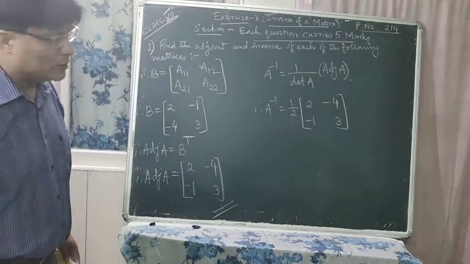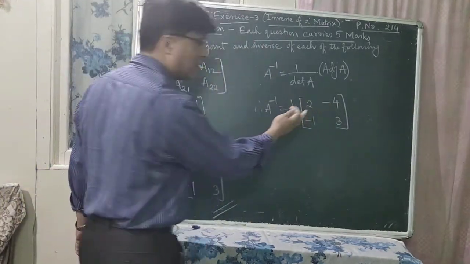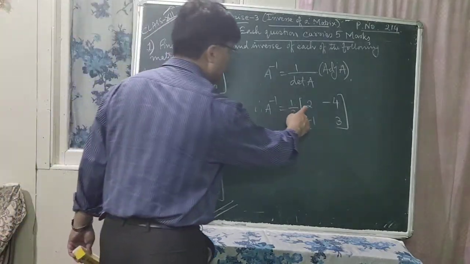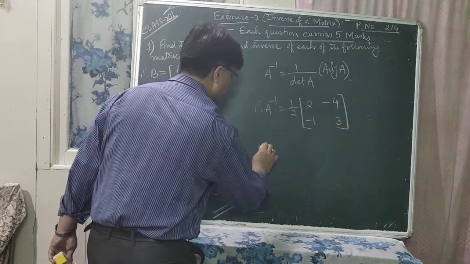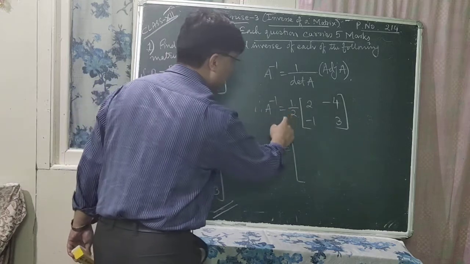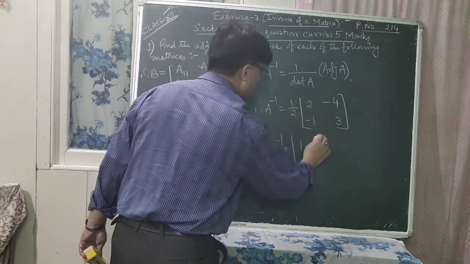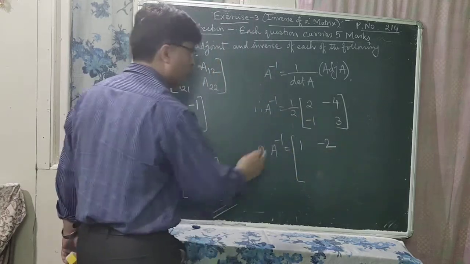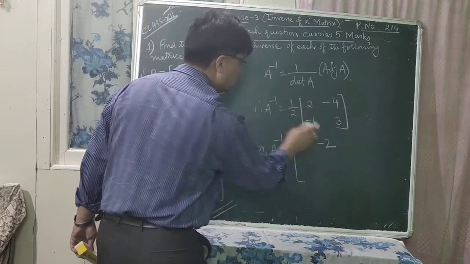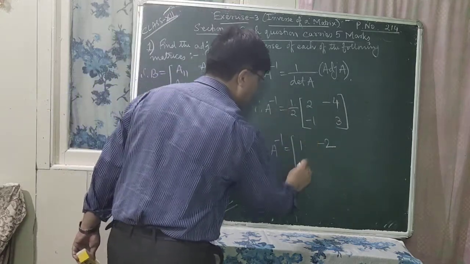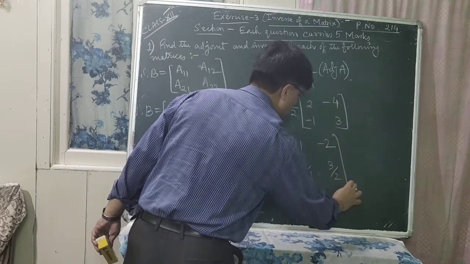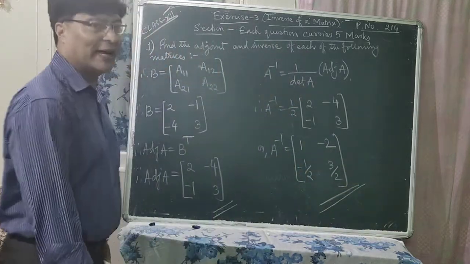Is that clear? So now you can multiply by this half. This half is the scalar multiplication of that matrix, so you can multiply all these elements by half. So A inverse is equal to, multiply by half here. Half into 2 is 1. Half into minus 4 is minus 2. Half into minus 1 is minus half. And half into 3 is 3 by 2. So this is the answer.